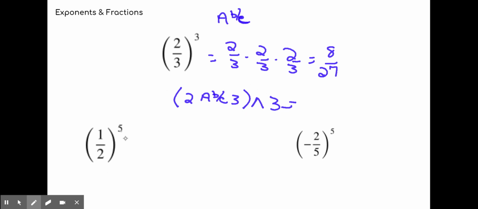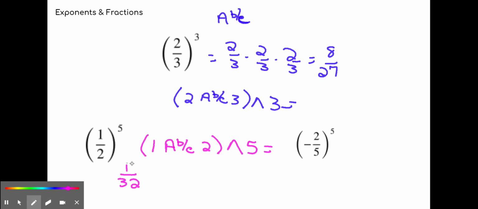So now I want you to do 1/2 to the fifth power, give your answer as a fraction. Did you get 1/32? Here's how you would put it in your calculator. Open parentheses, 1, ABC, 2, close parentheses, power key, 5, equals, and you should get 1/32. Notice if you multiply a fraction over and over again, if it's a proper fraction, you end up getting a smaller valued fraction.